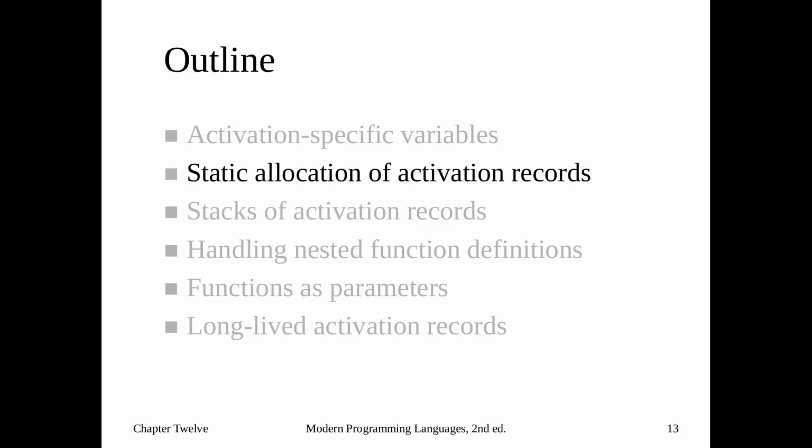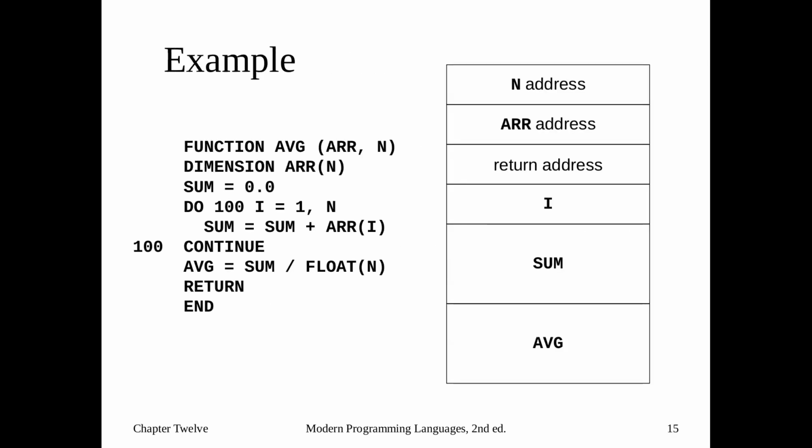So this is Computer Science 305, Programming Languages, and we're continuing talking about memory locations for variables. In this part, we're going to be moving on to the second part, which is static allocation of activation records. Before, we've talked about what activation-specific variables were and the general concept of what an activation record might contain. This time, we're going to actually show what some of these look like.